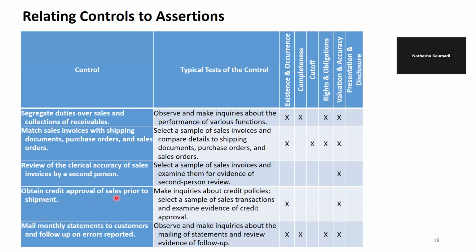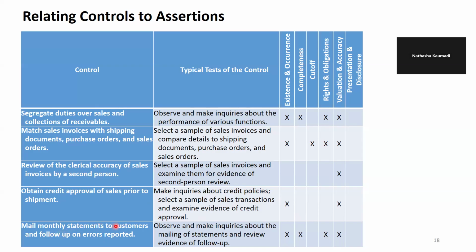Obtain credit approval of sales prior to shipment. Again, this is another control, getting the credit approval. So you are checking, make inquiries about the credit policies, select a sample of sales transactions and examine the evidence of credit approval. So you pick a sample and you see whether that credit approval has actually been given, whether this is approved by the credit control of the organization, whether that signature is there, whether that seal is there, that evidence should be there. So you're going to go for that signature, right?